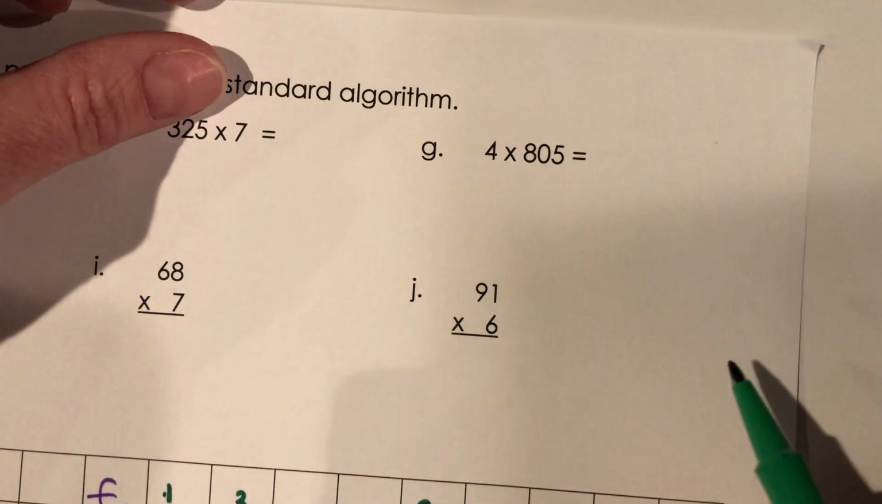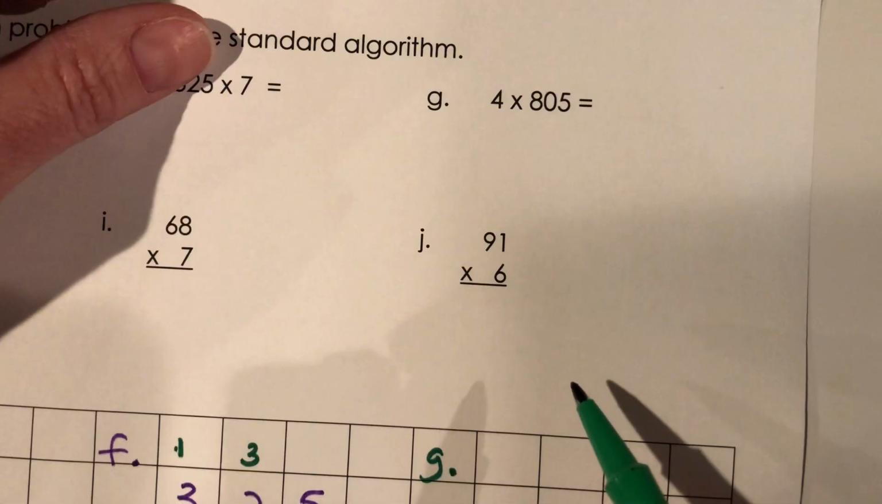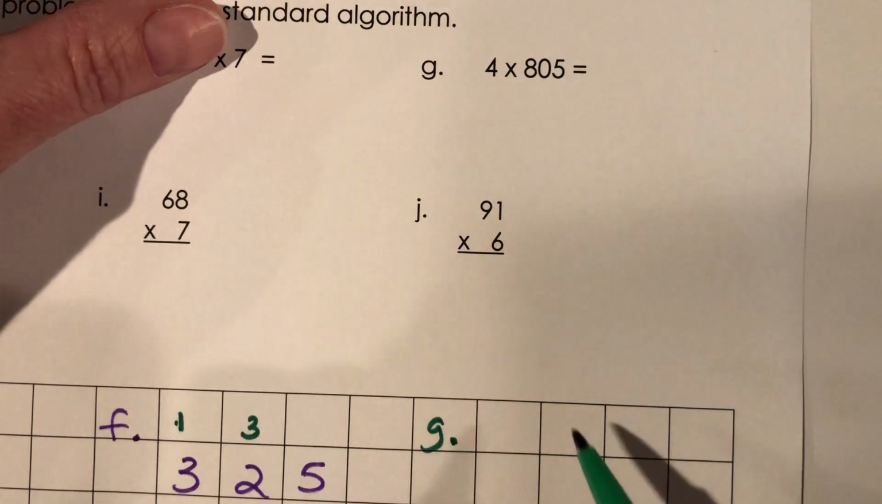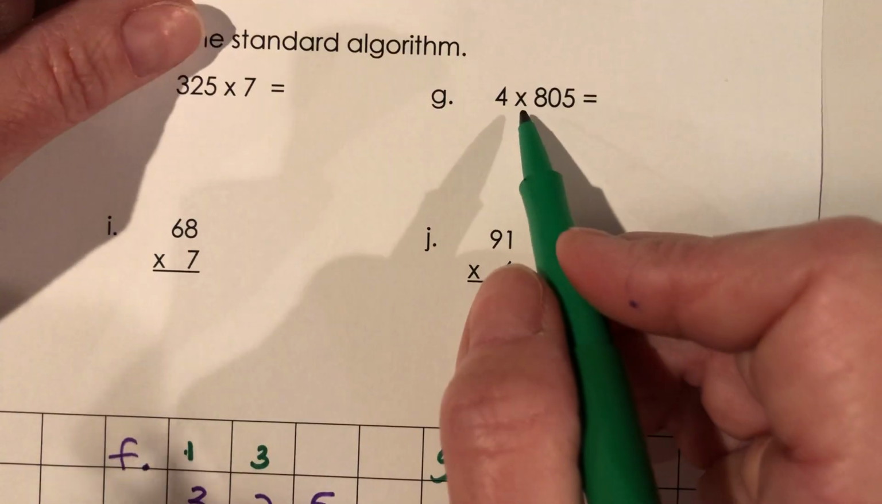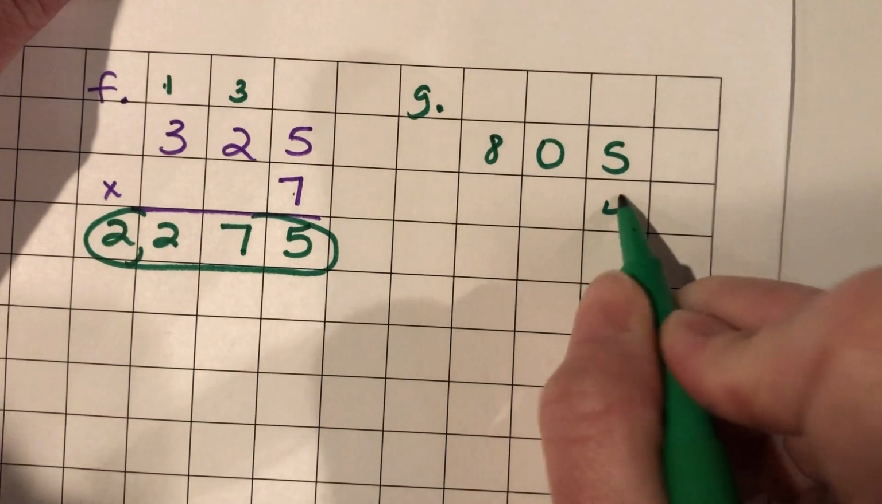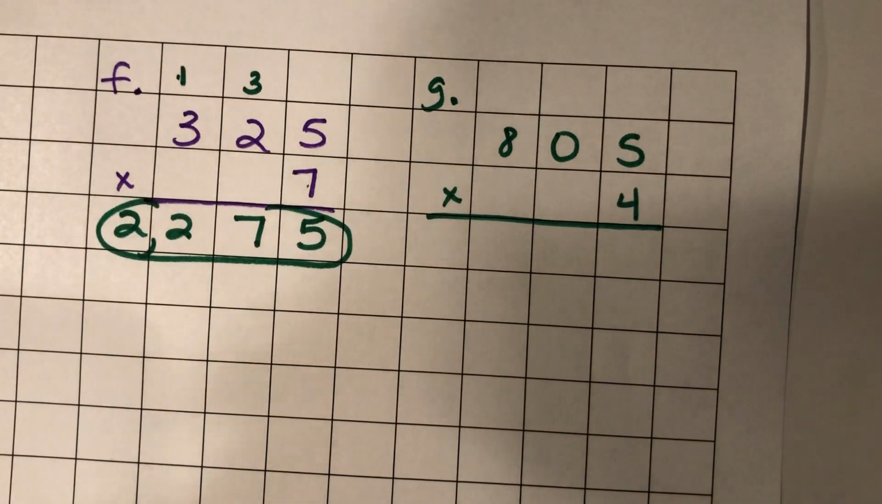Write down G. And the problem for G says 4 times 805. I know that the order that we multiply numbers does not matter, but it makes it a lot easier to use the standard algorithm if you write the larger number of digits on the top. So instead of writing the 4 on the top, I'm going to write 805 on the top. And I'm going to write 4 underneath. Put the 4 right underneath the 5, so they're both in the 1s place. And now we can go ahead and multiply through.